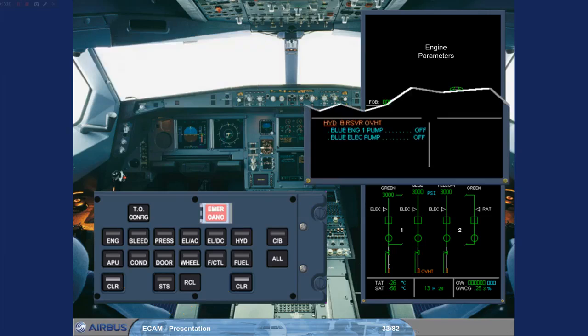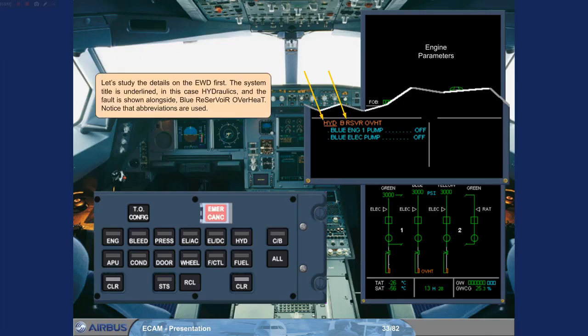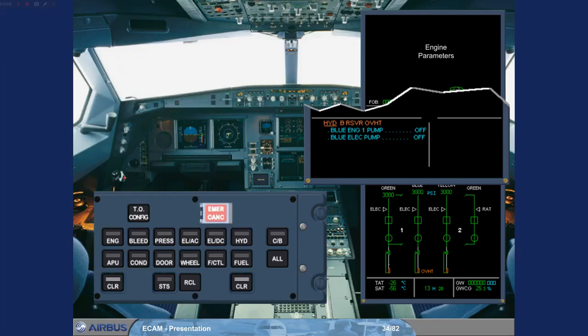Let's study the details on the engine and warning display first. The system title is underlined, in this case hydraulics, and the fault is shown alongside, blue reservoir overheat. Notice that abbreviations are used. If you look carefully at the hydraulic system display, you will notice an amber overheat message is displayed. This abnormal indication is how the fault is shown on the system synoptic.